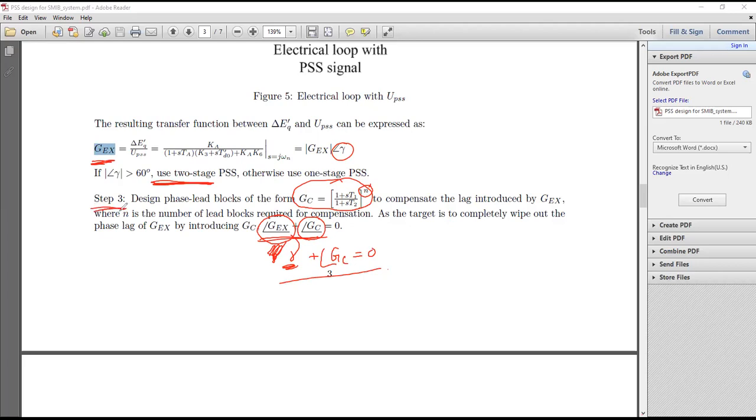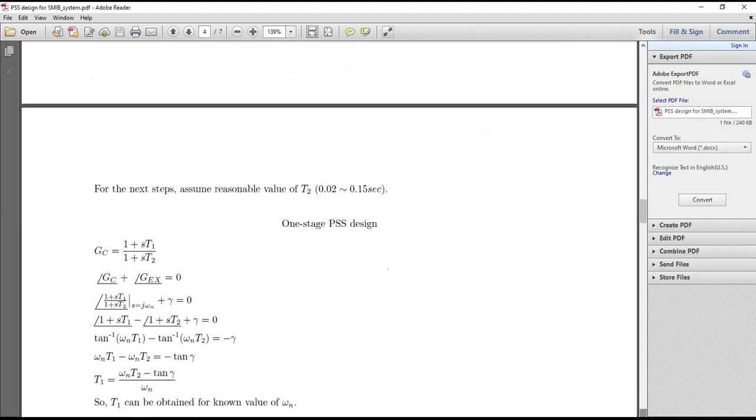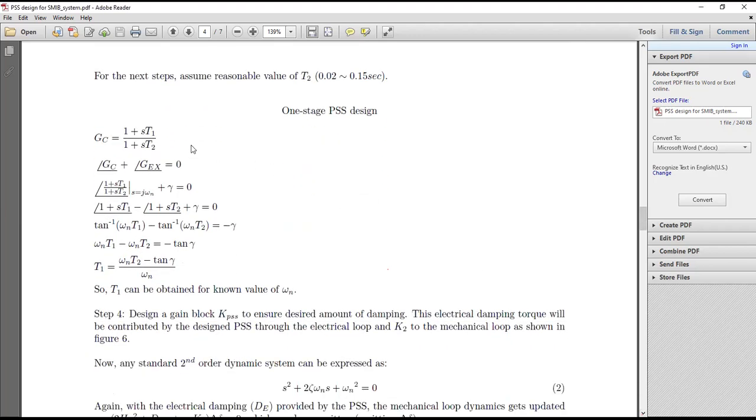So at this point, we are taking care of the angle, but of course, it has a certain magnitude. So take care of that magnitude. We go to the fourth step, where we take into consideration the magnitude issue of GEX. And accordingly, we design some gain block to cater for the magnitude issue. So here are the steps. We already took the steps.